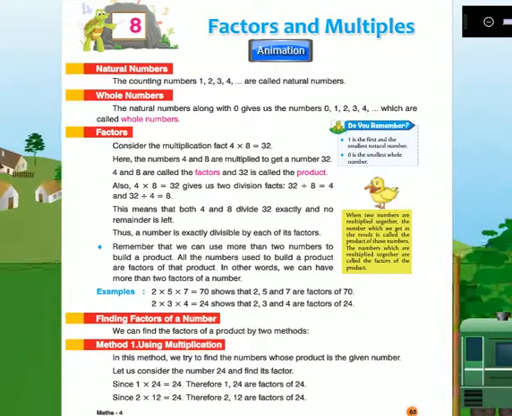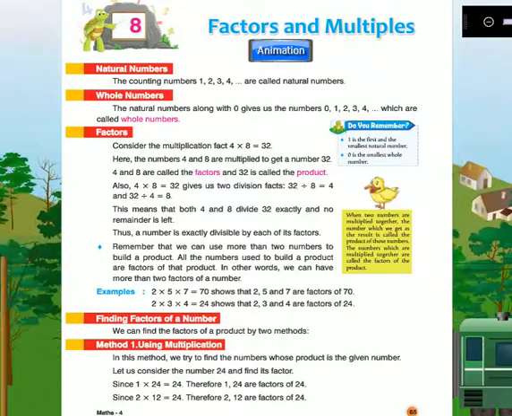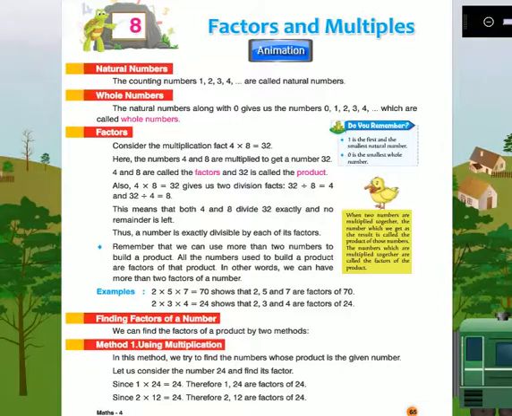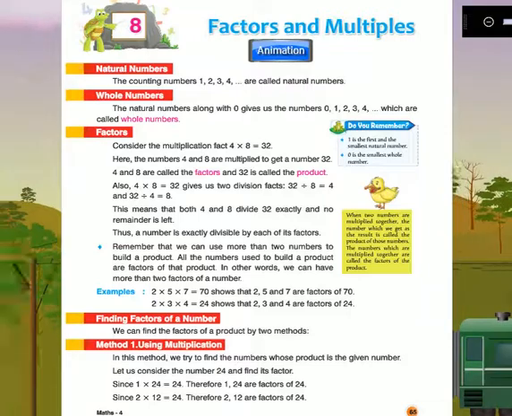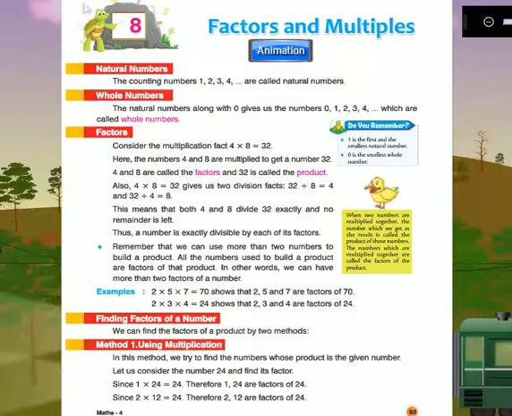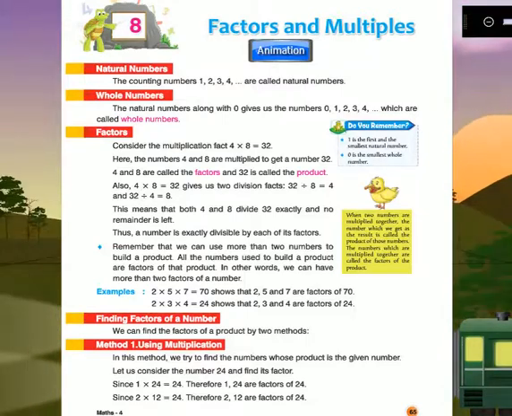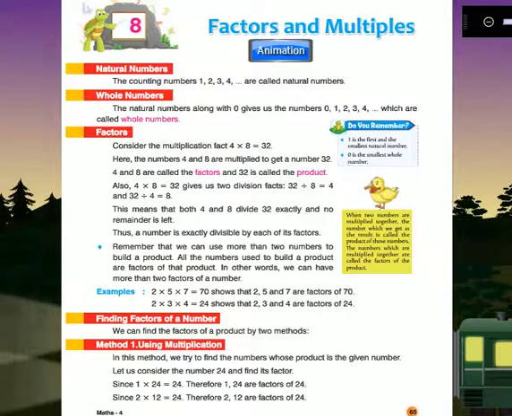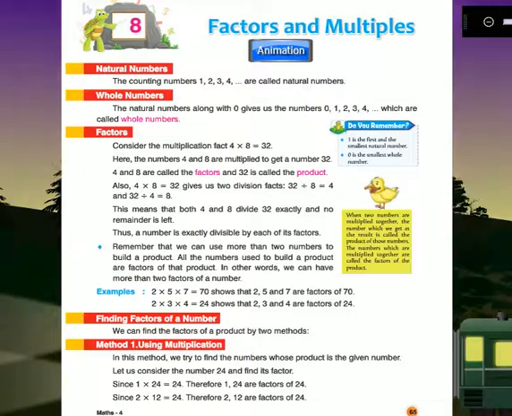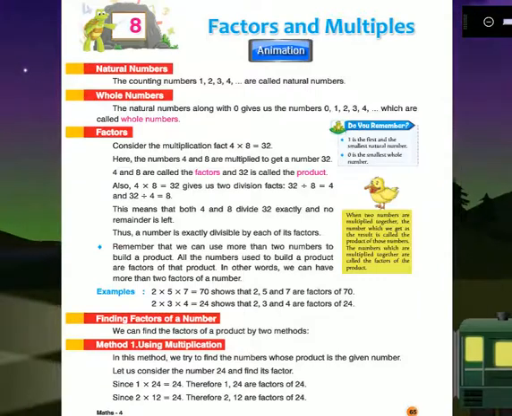Finding factors of a number. We can find the factors of a product by two methods. Method 1. Using multiplication. In this method, we try to find the numbers whose product is the given number. Let us consider the number 24 and find its factors. Since 1 multiplied by 24 is equal to 24, therefore 1 and 24 are factors of 24. Since 2 multiplied by 12 is 24, therefore 2 and 12 are factors of 24.